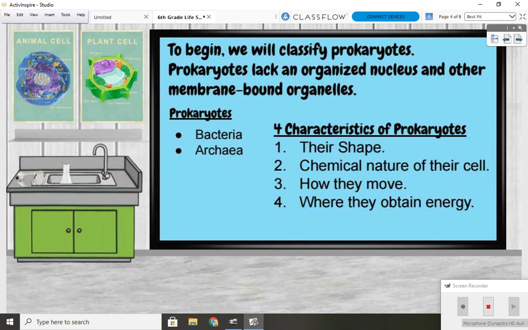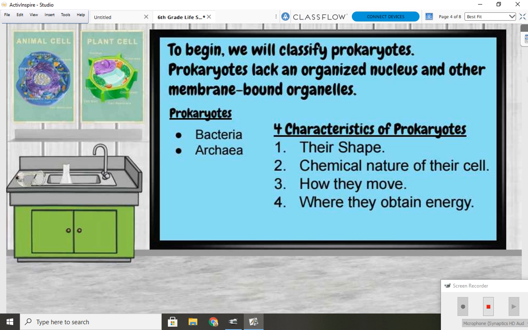To begin, we're going to classify prokaryotes. Prokaryotes lack an organized nucleus and other membrane-bound organelles. So we have a couple of examples. There are 4 characteristics of prokaryotes. So this is what you're looking for if you're trying to decide if it's a prokaryote or a eukaryote.